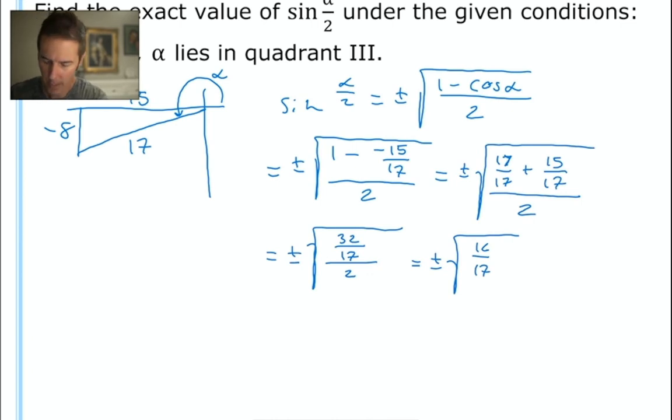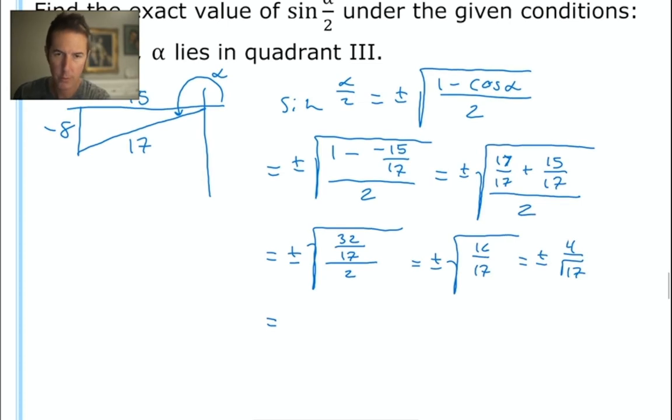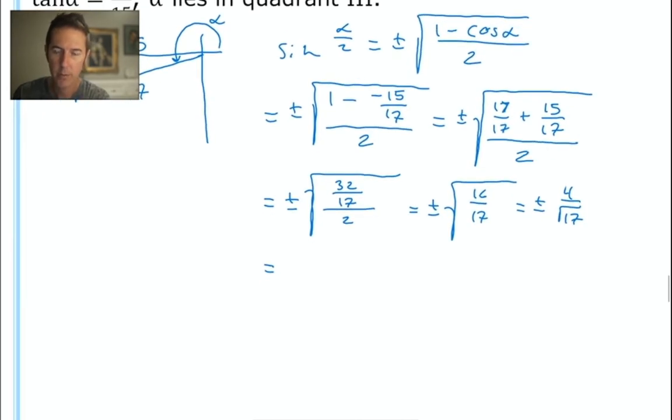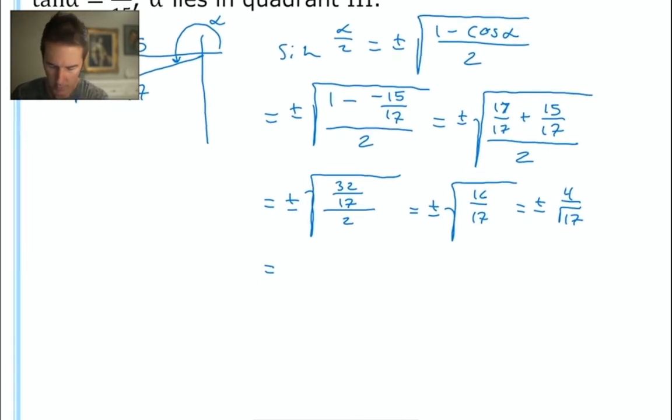Now, the square root of a fraction is equal to the square root of the numerator over the square root of the denominator, so this is equal to 4 over the square root of 17. If you would like to, or if you're required to, rationalize your denominator, take that fraction and multiply it by the square root of 17 over the square root of 17, and you will get an almost final answer of either positive or negative 4 root 17 over 17.